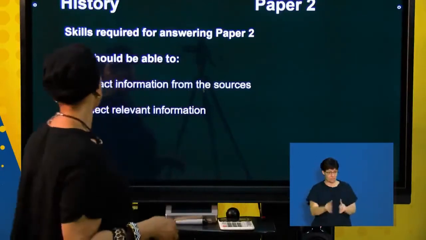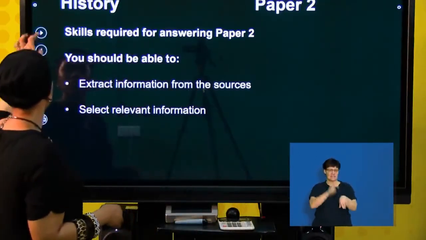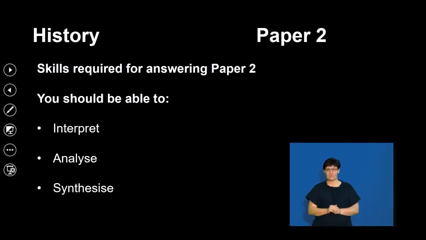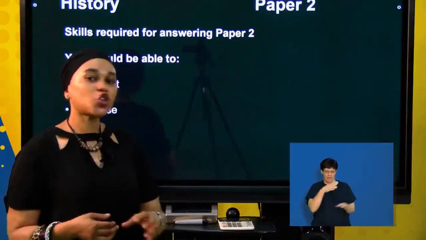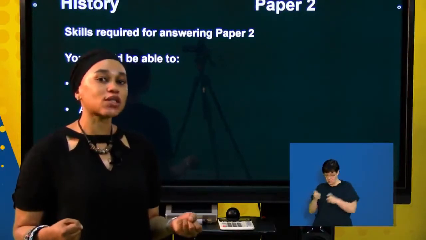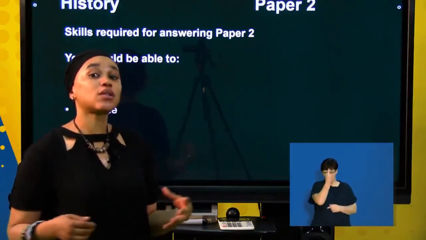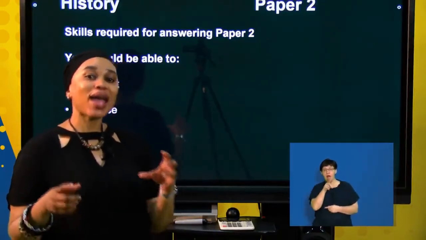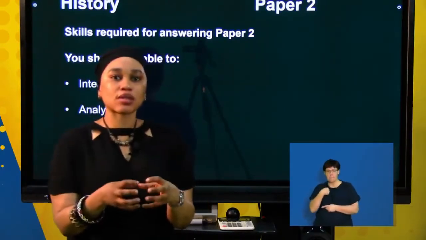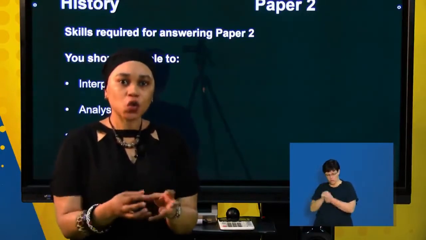Okay, so those are the skills that you are required to demonstrate in this paper. Okay, and then these are the basic skills in history. You should be able to interpret. That is where I was saying before that you need to be able to say things in your own words. Now, if you just extract information from the sources, that means you have no skills of interpreting a source. When you interpret a source, that means you are able to make conclusions based on what the source is saying.